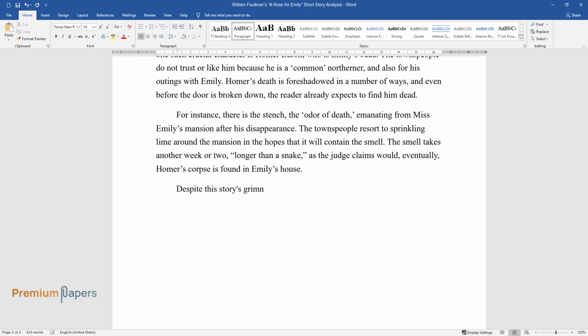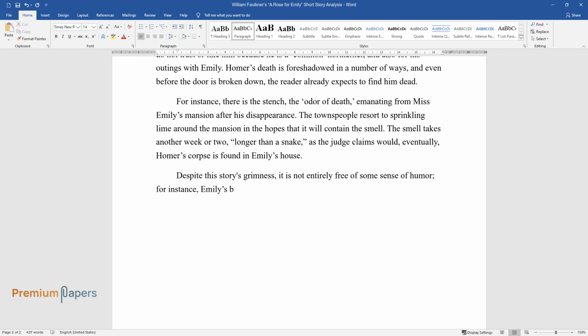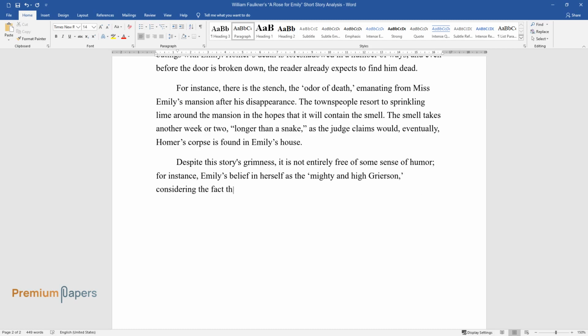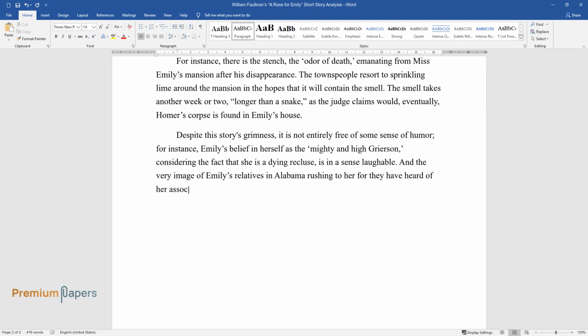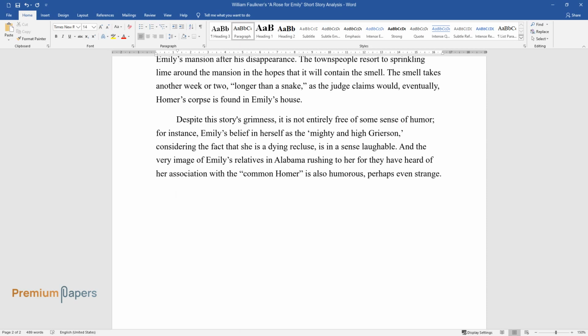Despite this story's grimness, it is not entirely free of some sense of humor. For instance, Emily's belief in herself as the mighty and high Grierson, considering the fact that she is a dying recluse, is in a sense laughable. And the very image of Emily's relatives in Alabama rushing to her for they have heard of her association with the common Homer is also humorous, perhaps even strange.